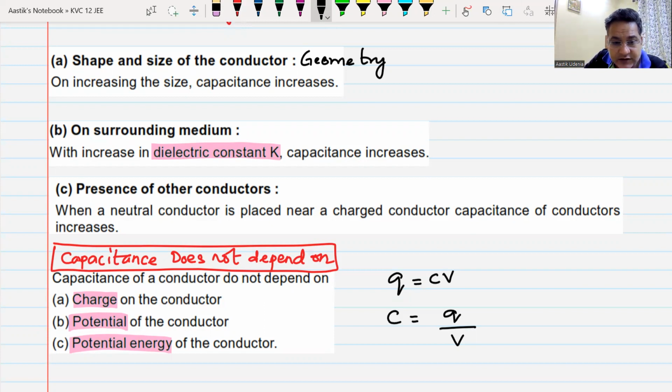Capacitance of a conductor does not depend on the charge or its potential. It depends on the size, shape, and geometry of the conductor. It depends on the medium surrounding the conductor. It depends on the presence of other conductors, but it does not depend on the charge and the potential. Have you noted this down?